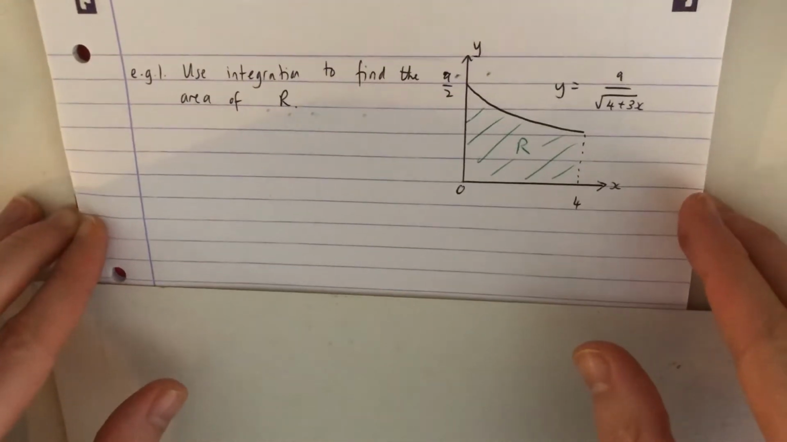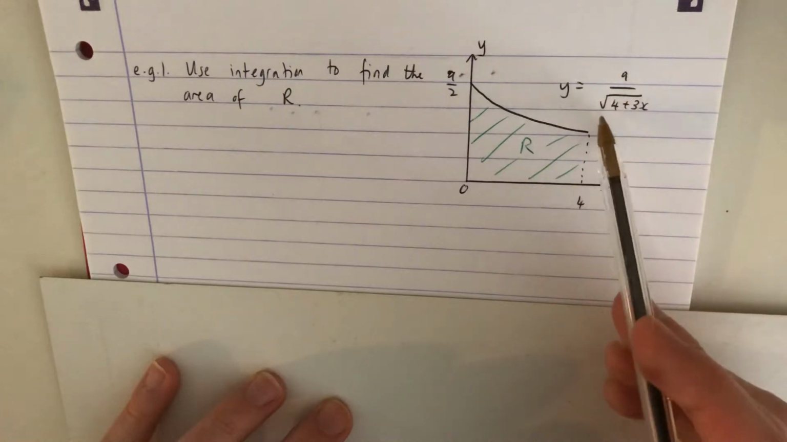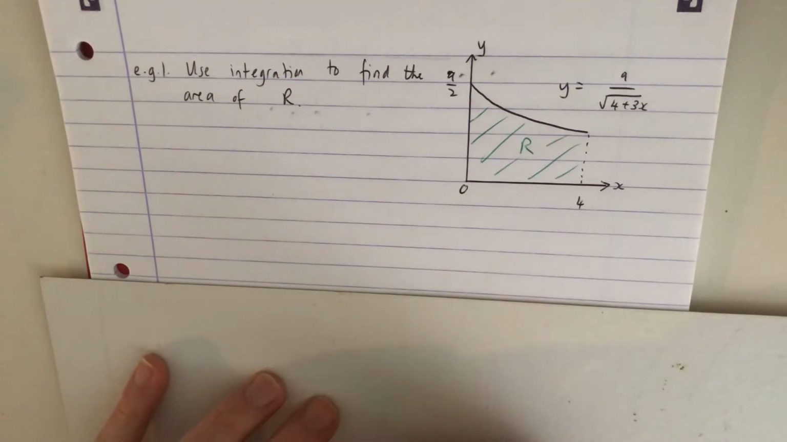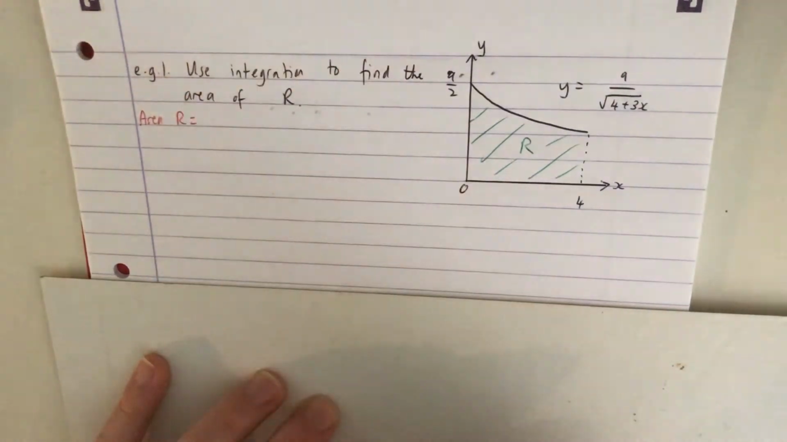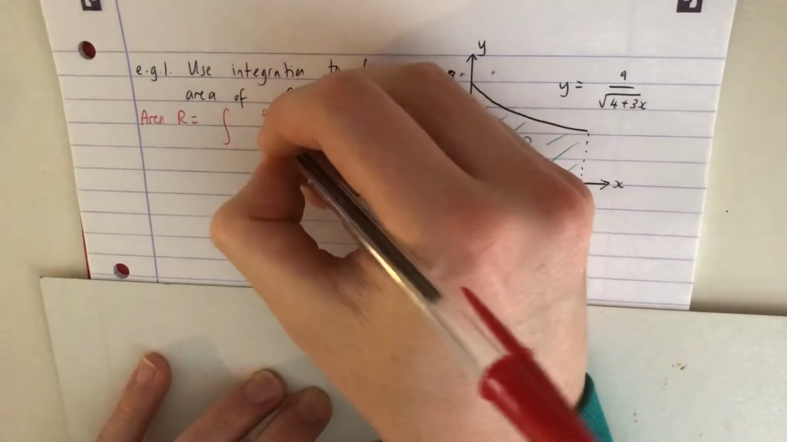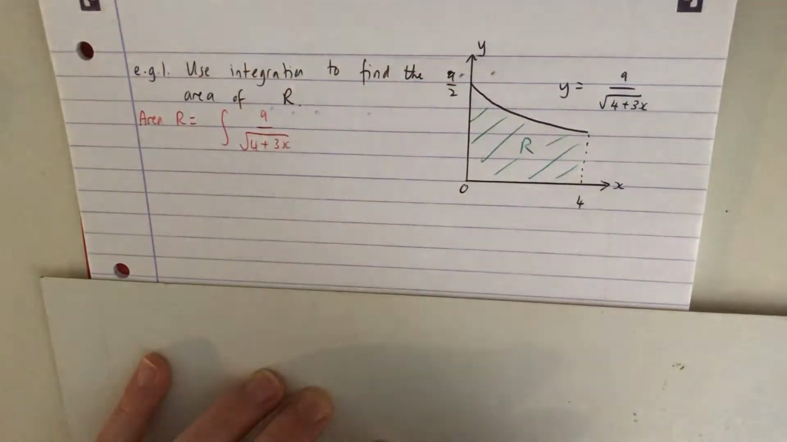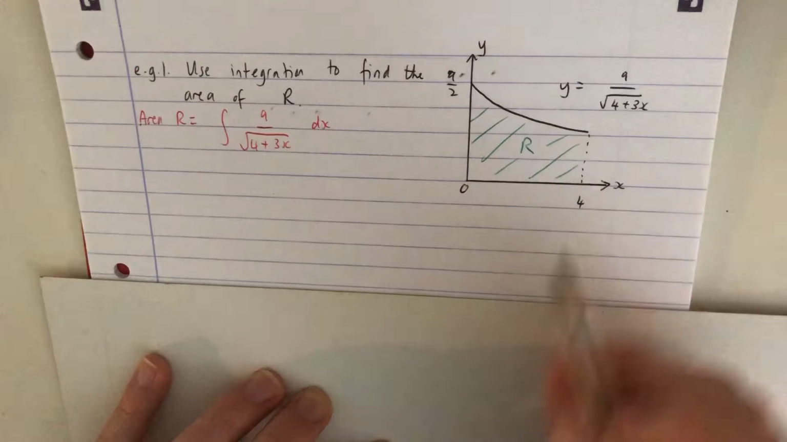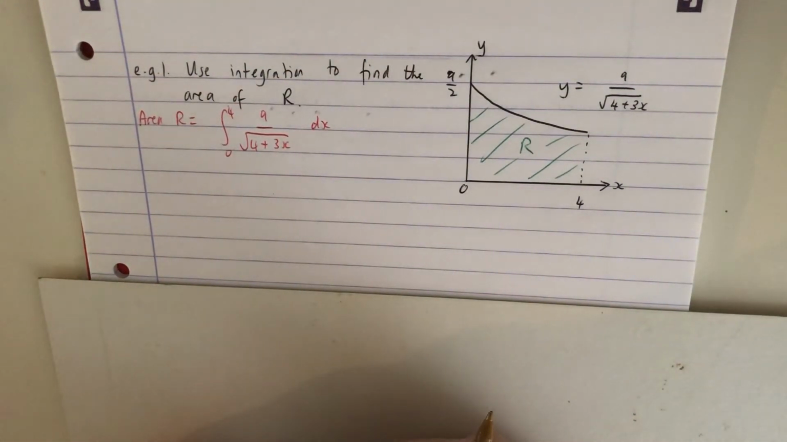of some integration to find different areas. So use integration to find the area of this region R. We've got a curve, y is equal to 9 over root 4 plus 3x, and area R, based on some of the reminders we've just done, would be integrating the curve with respect to x between 0 and 4. And that would, believe it or not, get you a mark in an exam.